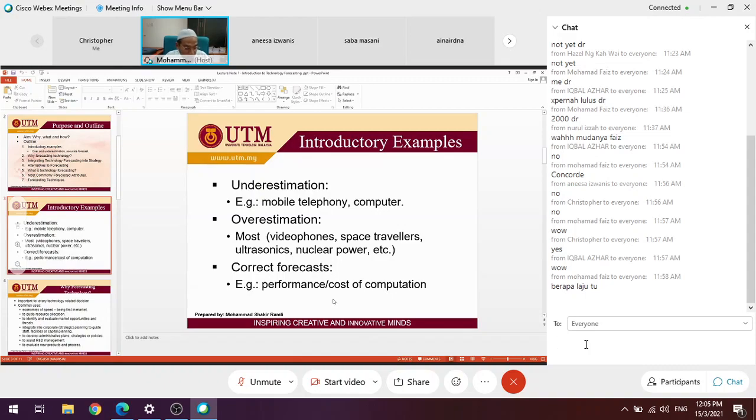Sorry. Doctor, I have a question. If we need to use nuclear power, do we need permission from whom? From whom do we need to have permission and why? If we want to develop nuclear or use nuclear power.